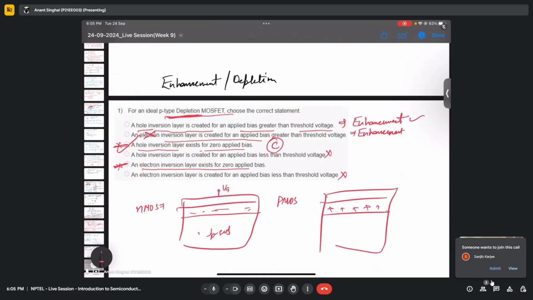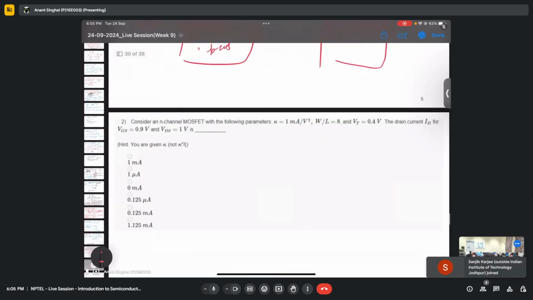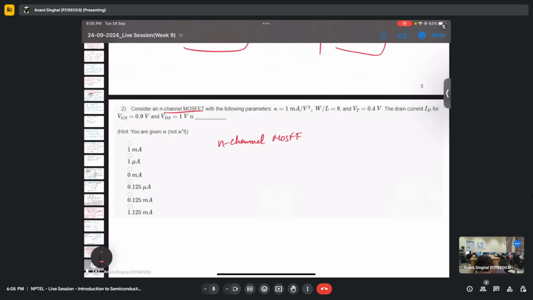So if it makes sense, we can move forward to the second problem. Now we have an N-channel MOSFET, and we have all the parameters given. We have been given K, where K is basically mu Cox W by L, and Kx is mu Cox. We have been given K, W by L, and Vt, and it is asking for the drain current ID at VGS equals 0.9 and VDS equals 1 volt.